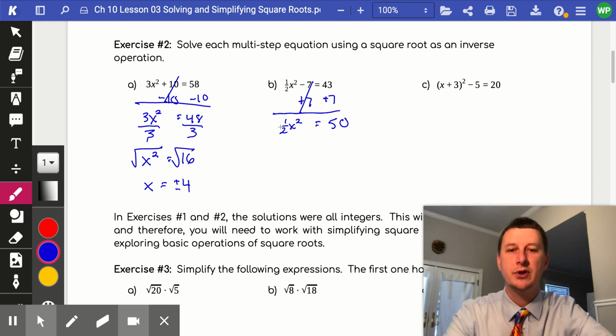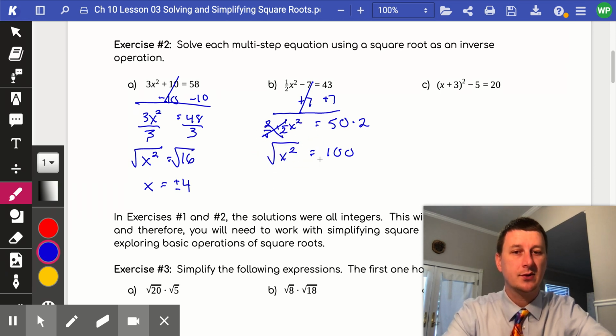Now again, if you chose to, you could divide by 1/2, but I don't like dividing by fractions. Instead, I'll multiply by the reciprocal. So I'll multiply by 2 over 1, which is the same thing as just multiplying by 2, because 2 over 1 is the same as 2. So on this side, my fractions cancel out, and I'm left with just that x squared. And on the right side, I have 50 times 2. That gives me 100, which I definitely should know is a perfect square.